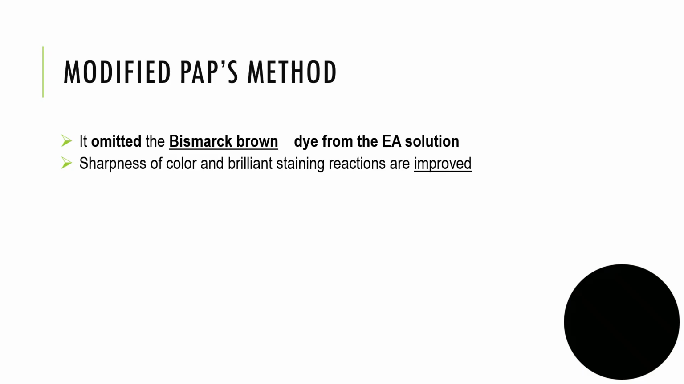The modified method is now more commonly used than the original, particularly in modern cytopathology laboratories. When you see Pap stain mentioned in clinical practice today, it usually refers to the modified version. Again, for the modified method, you omit the Bismarck brown, which results in better colors.